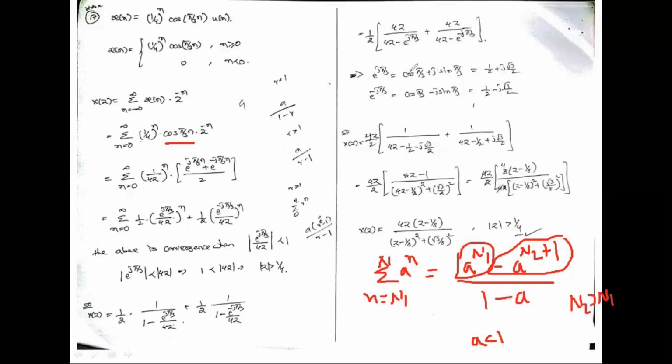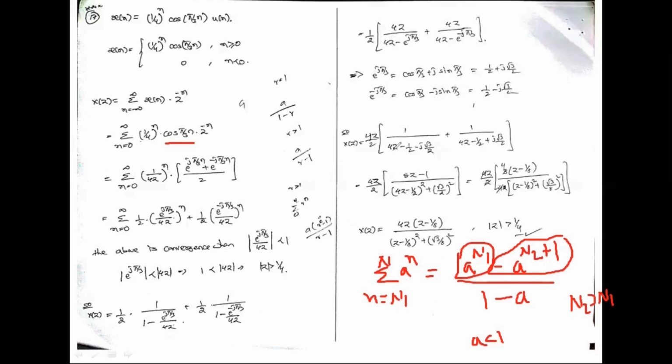e power jx is cos x plus j sin x. Cos pi by 3 plus j sin pi by 3. Cos pi by 3 is 1 by 2 plus j root 3 by 2. Got it, my students? Pi by 3 is 60 degrees: cos 60 is 1 by 2, sin 60 is root 3 by 2. And e power minus j pi by 3 is 1 by 2 minus j root 3 by 2. Here only the minus term is different.